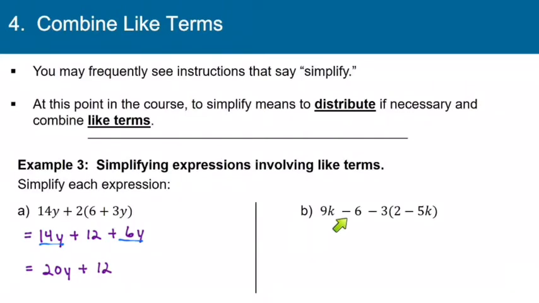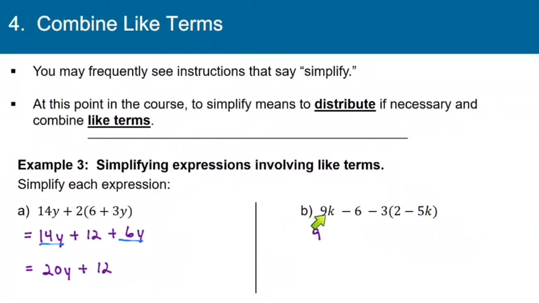This says 9k minus 6 minus 3 times (2 minus 5k). Okay, now remember, order of operations says that we should do any operations inside grouping symbols first. So you look in this set of parentheses and you have 2 minus 5k. There's really nothing in there that you can do. So now let's think about the rest of the order of operations. There are no exponents here, but we do have a multiplication we can carry out. We can distribute the negative 3 here.